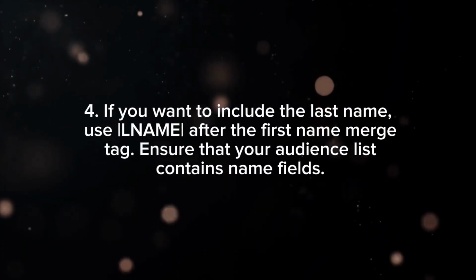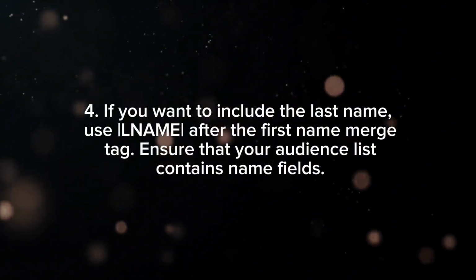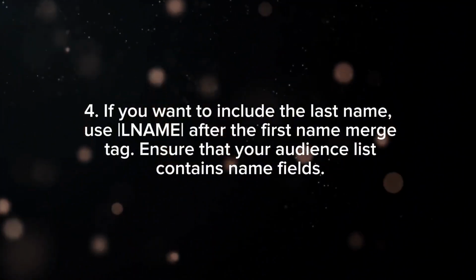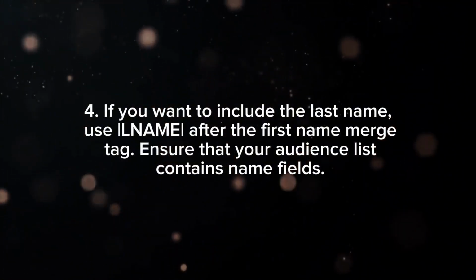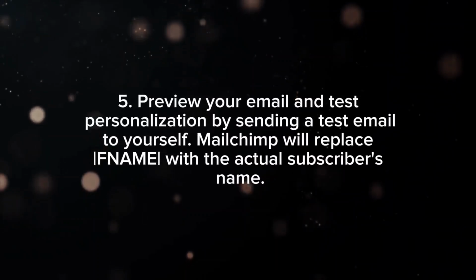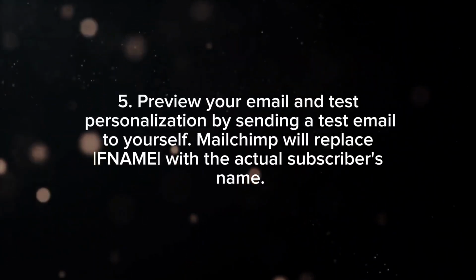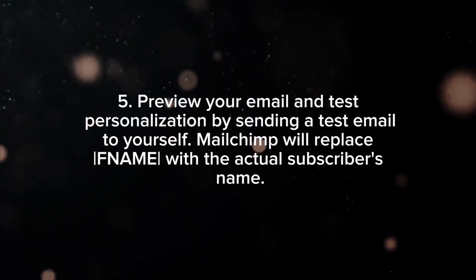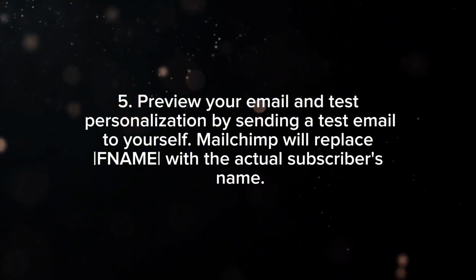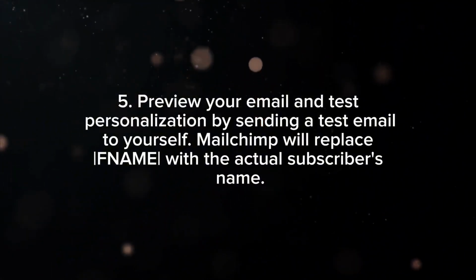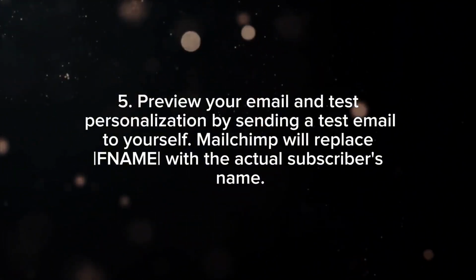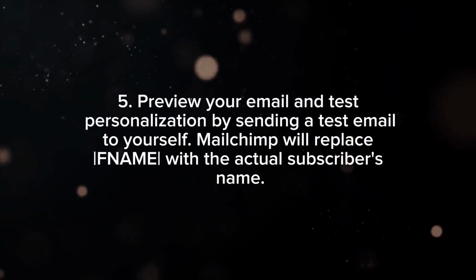4. If you want to include the last name, use lname after the first name merge tag. Ensure that your audience list contains name fields. 5. Preview your email and test personalization by sending a test email to yourself. Mailchimp will replace the vertical bar FNAME vertical bar with the actual subscriber's name.